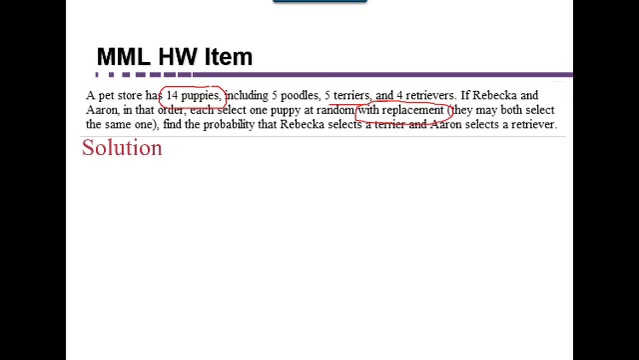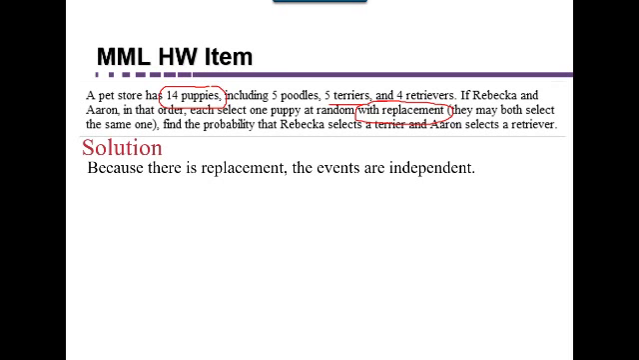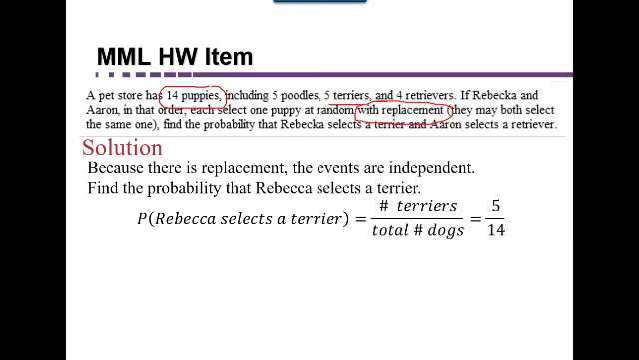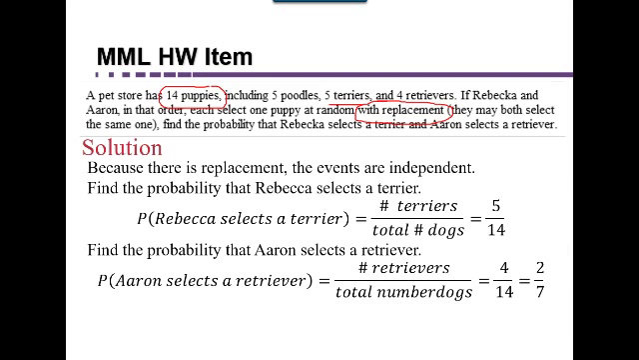Okay, so in this case, with replacement means these are independent events. So you can just find the probabilities of each and multiply them together. And still means multiply. Because there is a replacement, the events are independent. So we're going to find the probability that Rebecca selects a terrier. Well, there are 5 terriers out of the 14 puppies. So 5/14 is that probability.